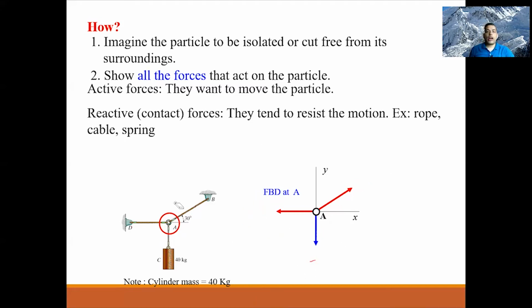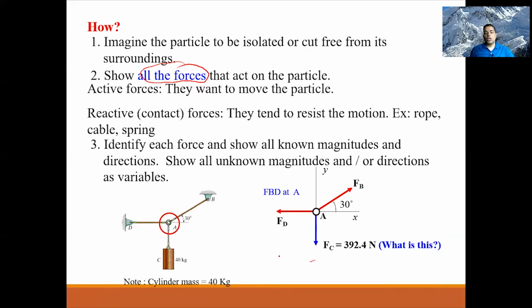By the way, there are 2 kinds of force. One is active force and the other one is reactive force or contact force. Active forces want to move the particle. And what does the reactive force do? They tend to resist the motion. That's the difference between active force and reactive force. When I say show all the forces, you show both active and reactive force.